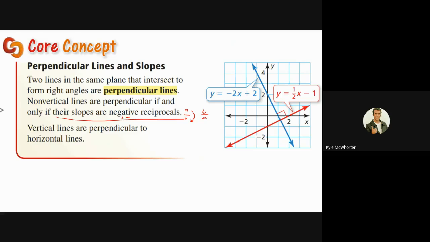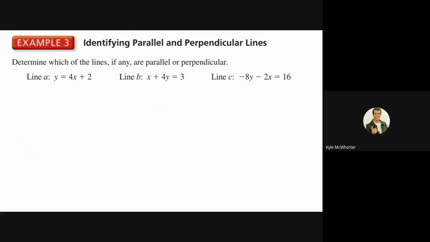Okay, so the slopes are opposite signs and they are reciprocals. So which of any of these lines are parallel or perpendicular? Well, what we need to do is find the slope of each line and then see if they have the same slope, they're parallel. If they have opposite reciprocal slopes, then they're perpendicular. And if it's not either one of those, then they're not parallel or perpendicular.